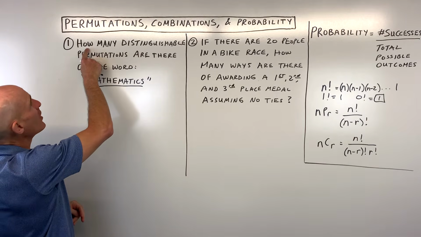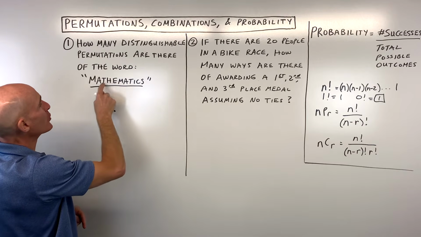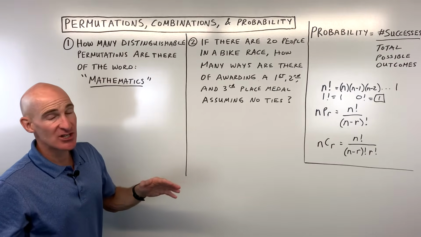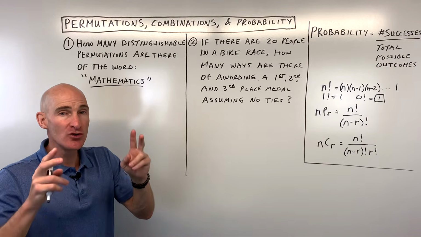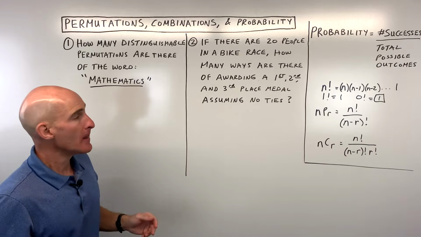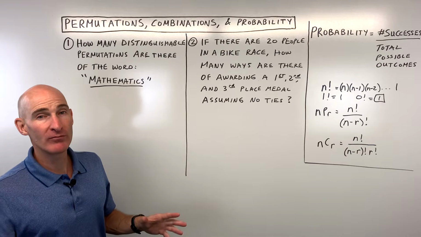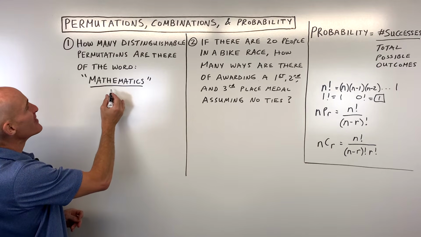Starting with number 1, it says, how many distinguishable permutations are there of the word mathematics? So basically, they're talking about permutations. That's saying how many ways are there of ordering all these letters so that it forms a new, quote-unquote, word. Well, there's a lot of letters here. If we had to write them out by hand, we would grow old and die, because it's going to take a long time, right?